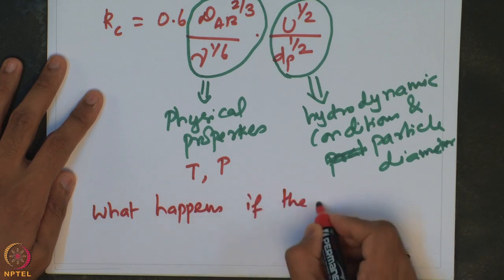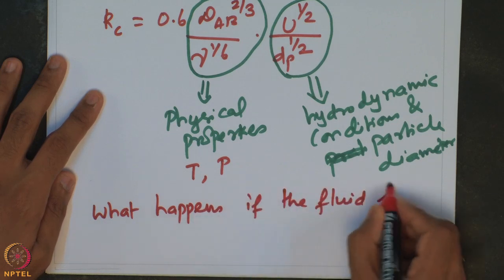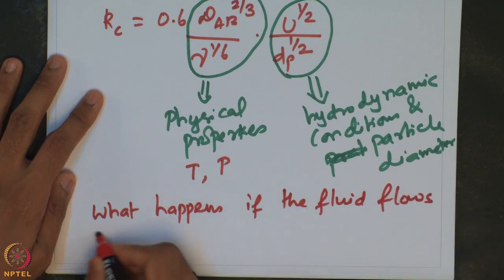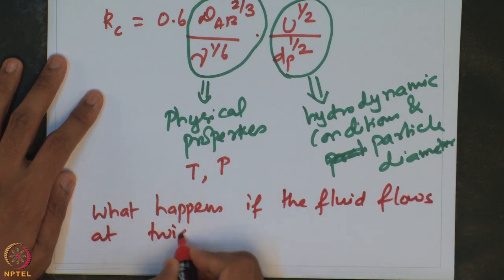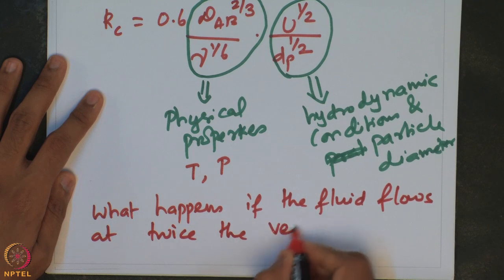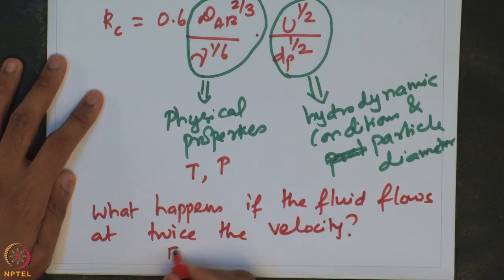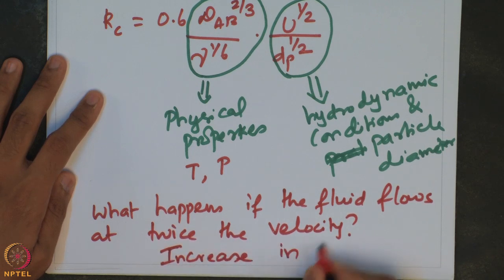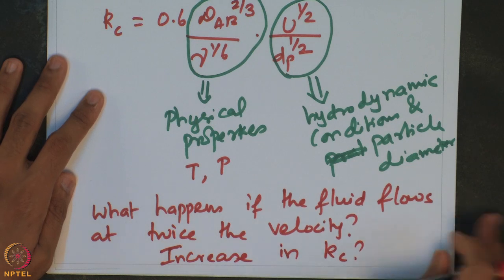So, let us look at what happens if the fluid flows at twice the velocity. What is the increase in the mass transport coefficient that can be achieved? We can answer this question.